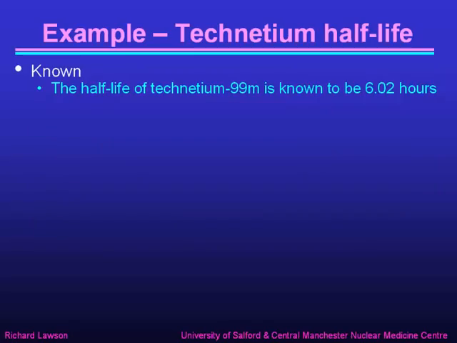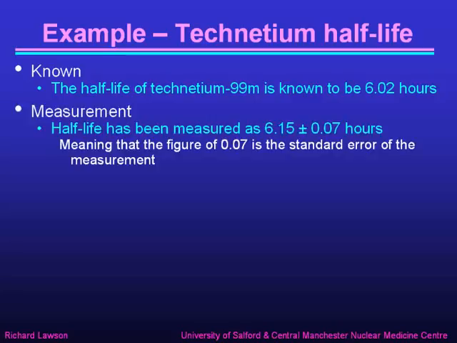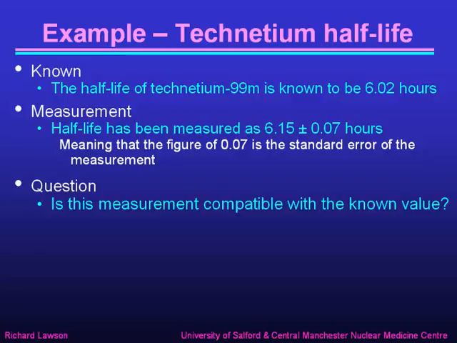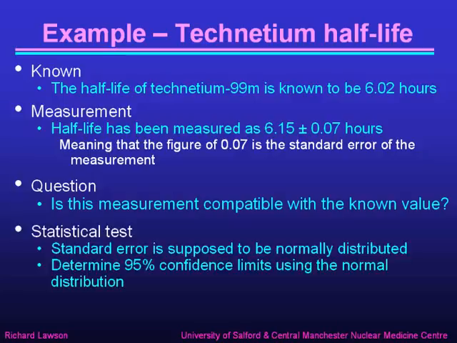Let's take an example using the half-life of technetium-99m. We know that the true value for the half-life of technetium-99m is 6.02 hours, determined with good precision. Let's suppose we've made our own measurement, and we've measured it to be 6.15 hours plus or minus 0.07. That 0.07 represents our own determination of the standard error of our measurement, how precise we think it is. So the question we want to ask is: is this measurement compatible with the known value of 6.02 hours?